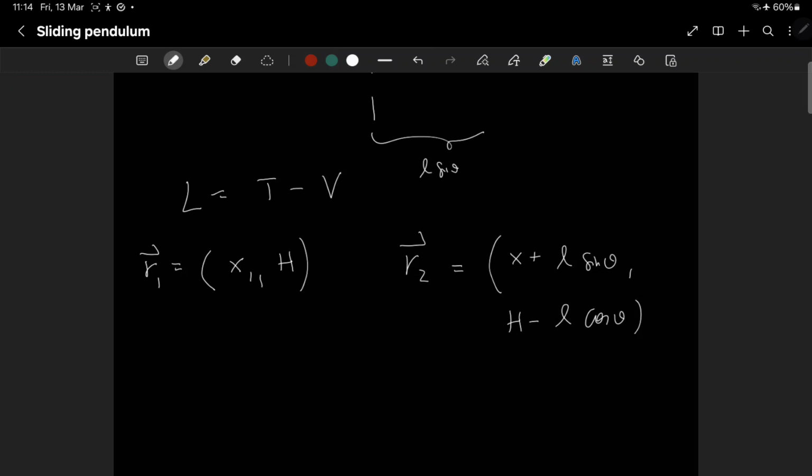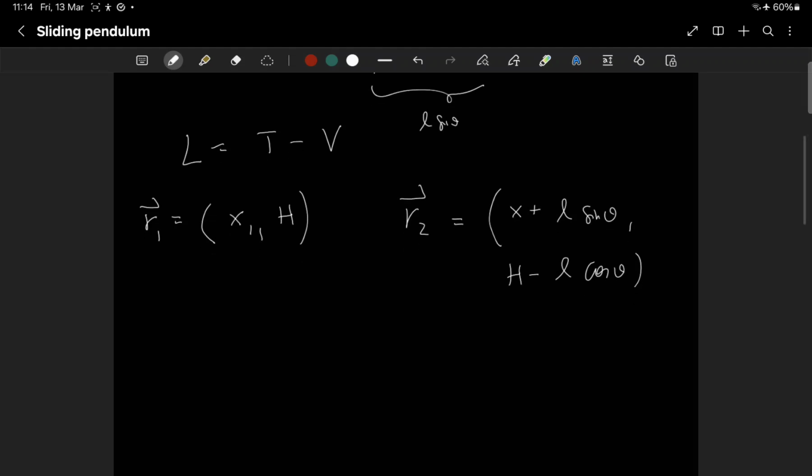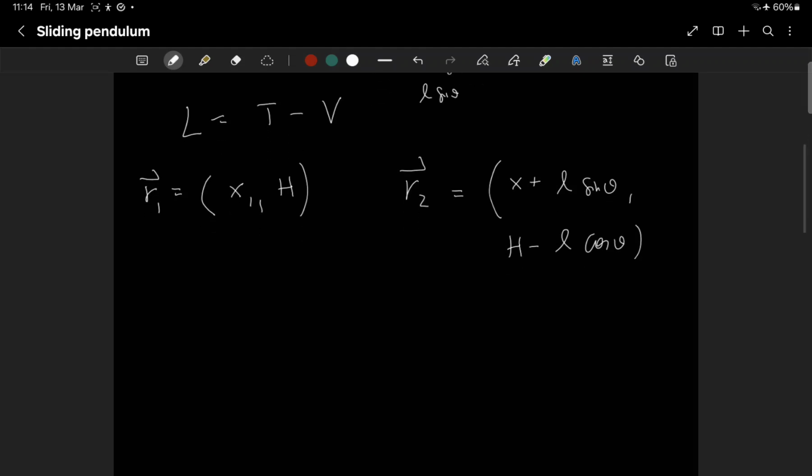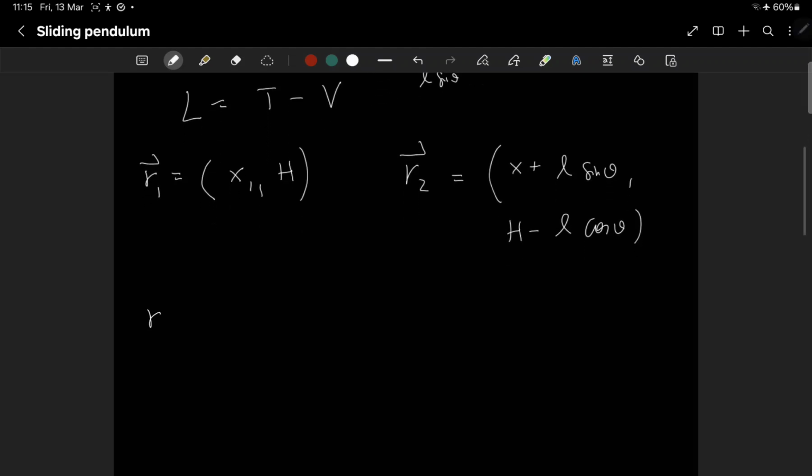Now to calculate the kinetic energy, we first have to find the velocities of each of these particles. So let us calculate R1 dot. That's just going to be x dot for the x component, and the derivative of H with respect to time is 0 because it's a constant.